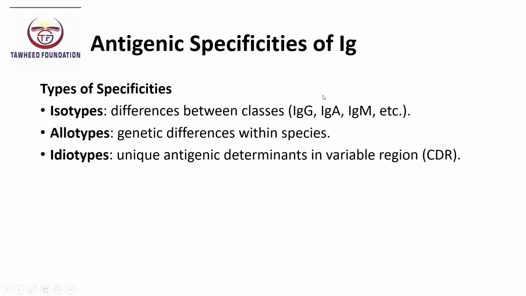Next is antigen specificity of Ig. Finally, immunoglobulins themselves are antigenic and exhibit different levels of specificity. They can be divided into three types, that is isotypic specificities, allotypes, and idiotypes. So isotypes, these are antigenic determinants present on all immunoglobulins of a particular class within a species. For example, all humans have IgG, IgA, IgM, IgD, and IgE classes. Isotypic markers distinguish one class from another.